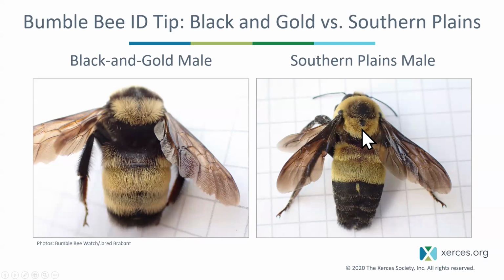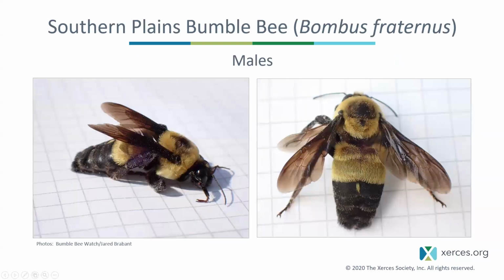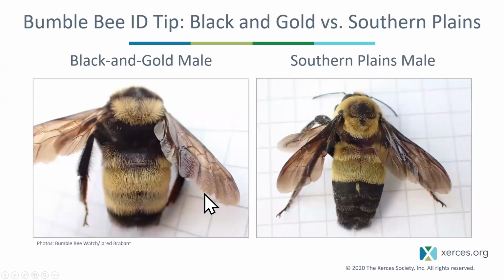The Southern Plains bumblebees, I forgot to mention this earlier, but they also have really large eyes. You can kind of see it in this picture here. So they are a species that you may potentially get mixed up with black and gold bumblebees.